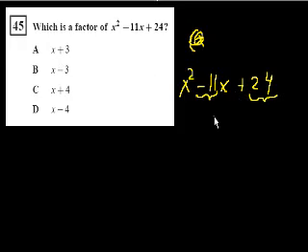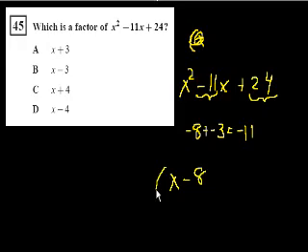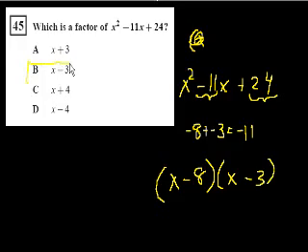And hopefully 8 and 3 pop out at you, because minus 8 plus minus 3 is equal to minus 11. That's that. And then minus 8 times minus 3 is positive 24. So this can be factored as x minus 8 times x minus 3. And if we look at their choices, they had x minus 3 there. And of course, don't get this confused.